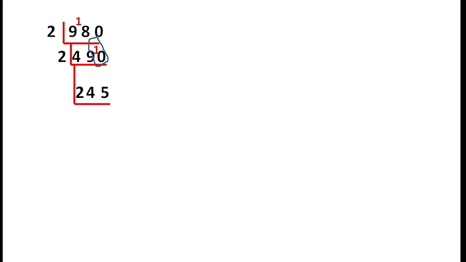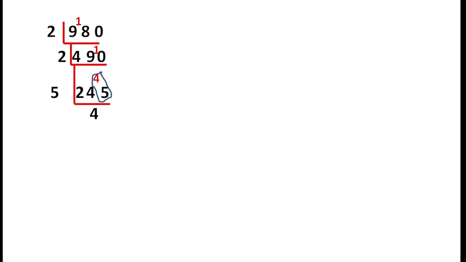Divide 245 with 5 only because the ones place is 5. We can divide with 5 only. It is not an even number. Here 24 by 5. 2 by 5 is not possible. So we have to take the first two numbers 2 and 4 together. That means 24. 24 by 5. 5 4s are 20. Remainder is 4.